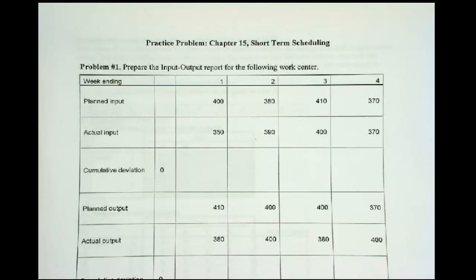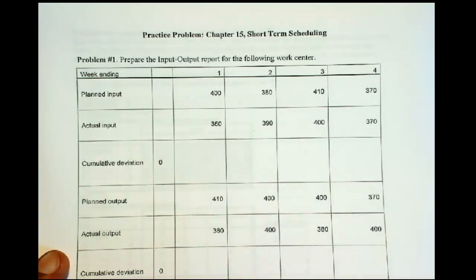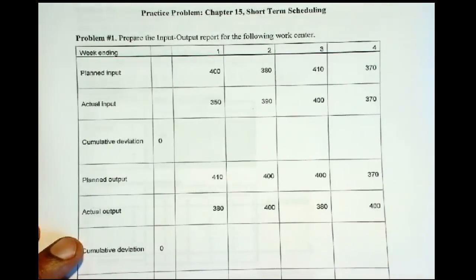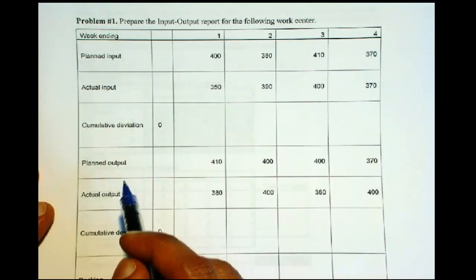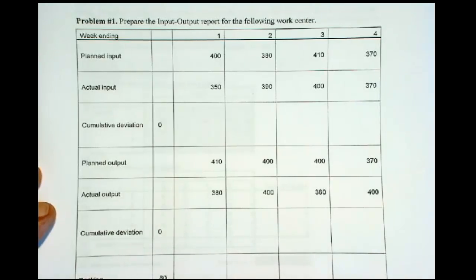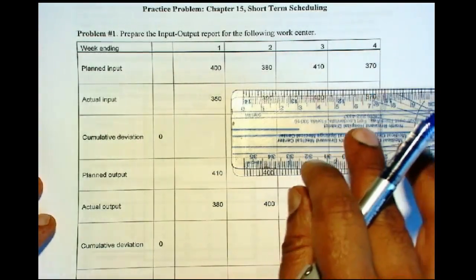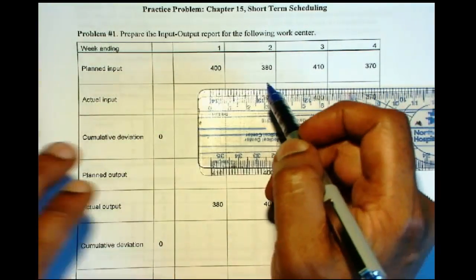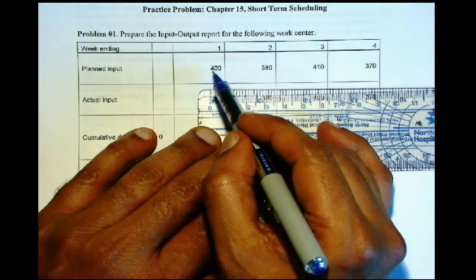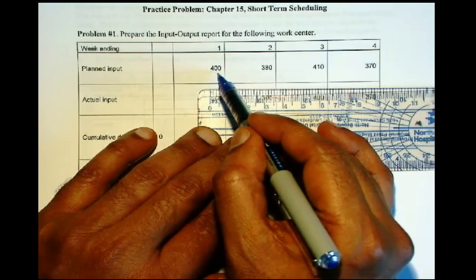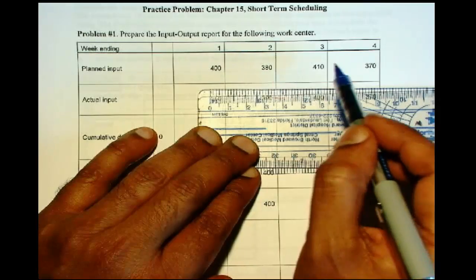Now let's look at an example of input-output control. Input-output control is a rolling chart of input, planned input and actual input, planned output and actual output. At any given point in time, you'll have planned values. So you'll have planned input, jobs coming in, which may be in machine hours. 400 hours of jobs are expected to come in week 1, 380 in week 2, and so on.